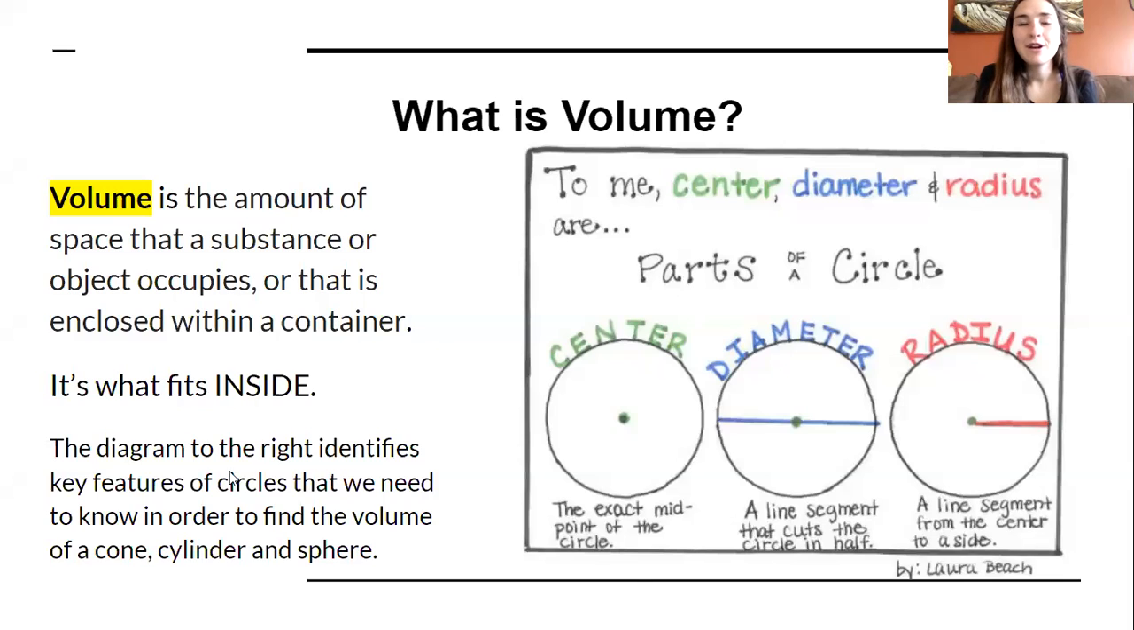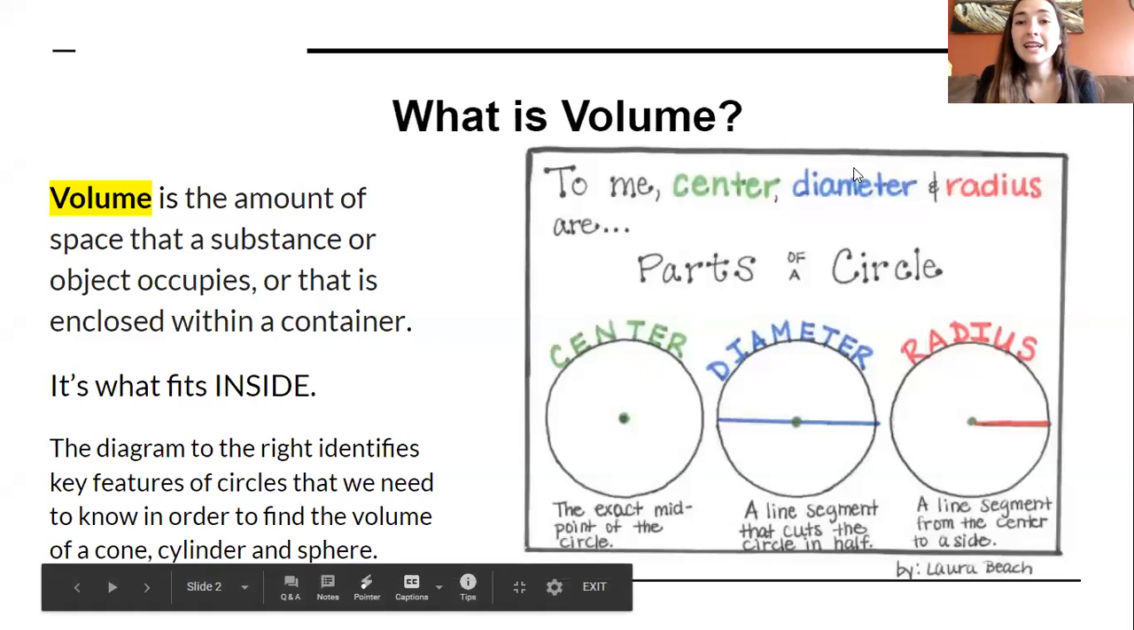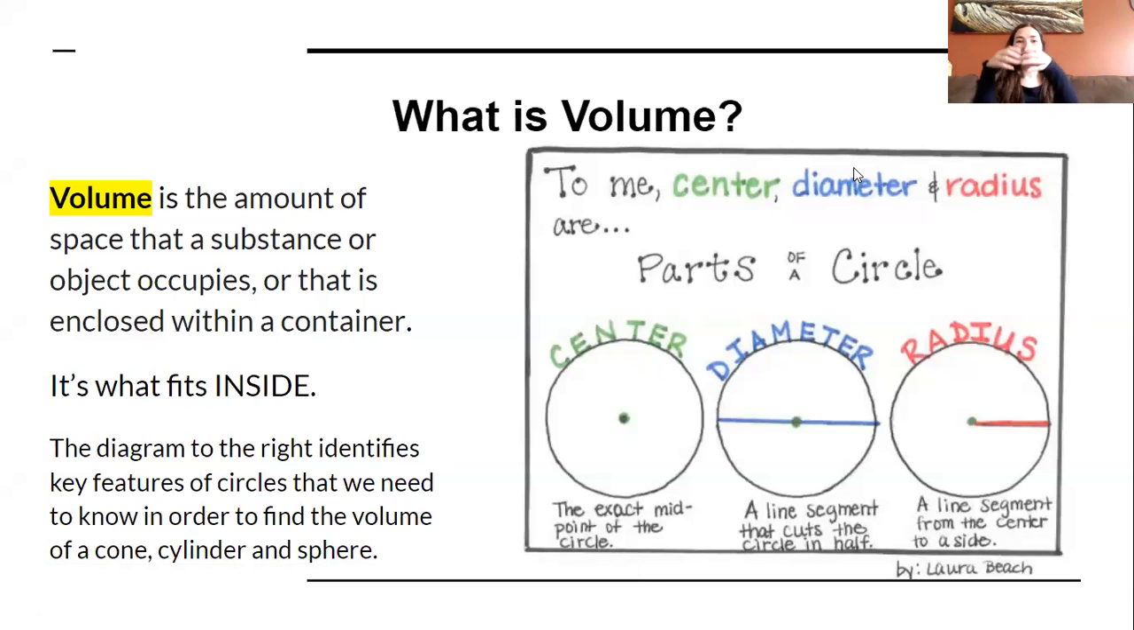Okay, so first of all, I want to remind ourselves what volume is. Volume is the amount of space that fits inside something, or the space that the substance or object occupies. So it's basically just what fits inside. See, I have my water bottle here. It's a nice cylindrical shape. To find the volume of this, we want to figure out how much water I can fit inside of my water bottle.